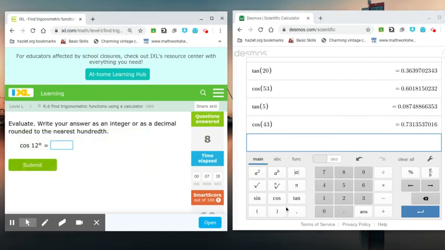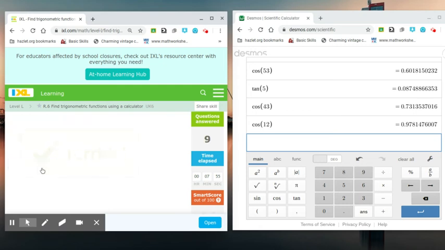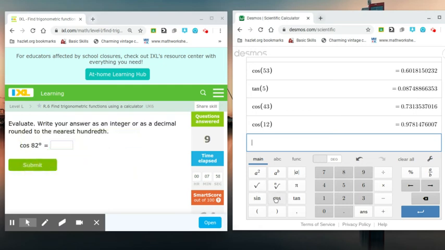Then we have cosine 12. Enter. We have 0.9, and then we want to look because of that 8. The 7 is going to round up to an 8. It's going to go up 1. So instead of a 7, it's going to become an 8. Okay, then we have cosine 82. And we get 0.1. We want to check that 9 is bigger than 5, so that 3 is going to become a 4.